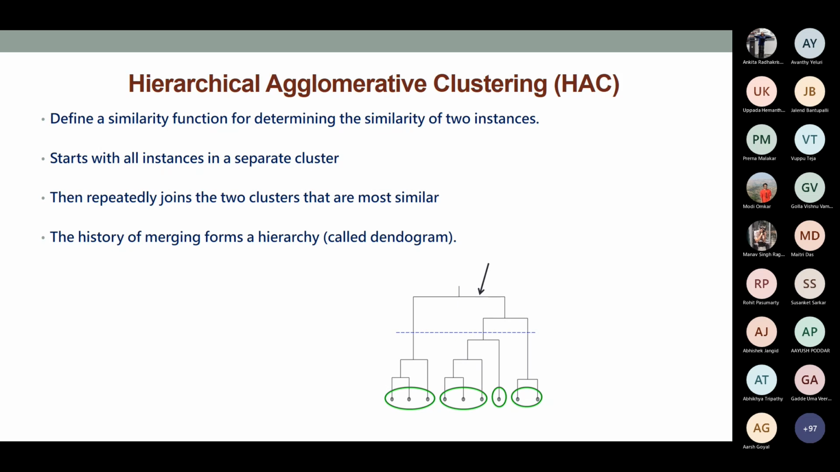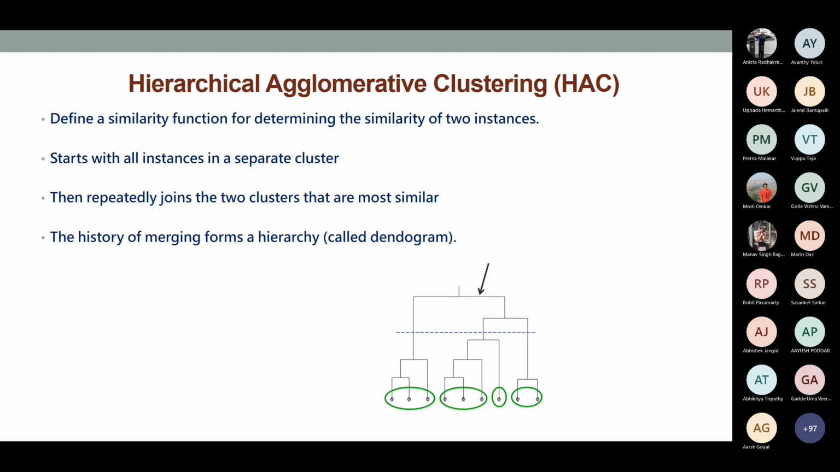So the broad steps are something like this. In any clustering problem, you need a similarity function, which will determine how close two groups or individuals would be. First, you start with all instances in separate clusters. Instances means the samples, individual objects. Then you repeatedly join the two clusters that are most similar, and so on. That's why you proceed hierarchically, one step after another.